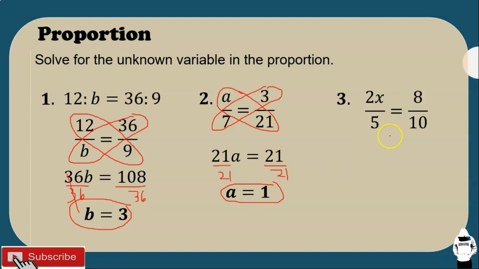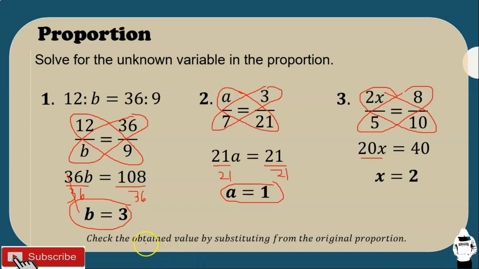Let's have the third example. 2x/5 is equal to 8/10. To solve for x here, we need to use the property which is cross multiplication property. Okay? So, 2x times 10, that is 20x. And then 5 times 8, that is equal to 40. And then, divide both sides of the equation by 20. x now is equal to 2. So, the value of x is equal to 2.